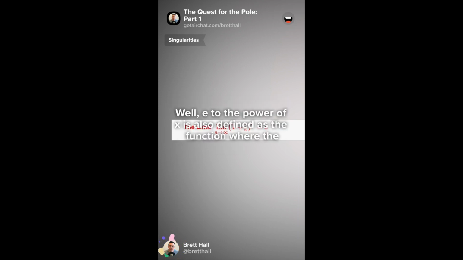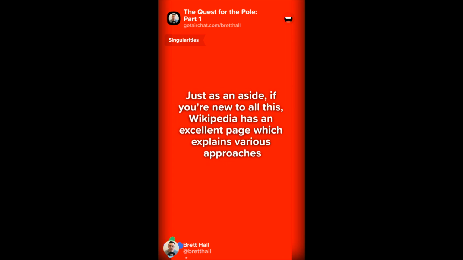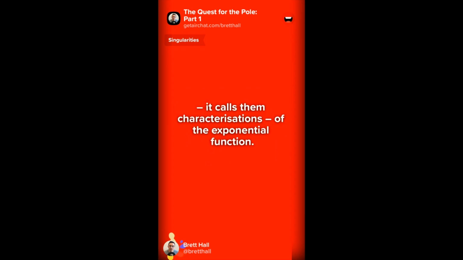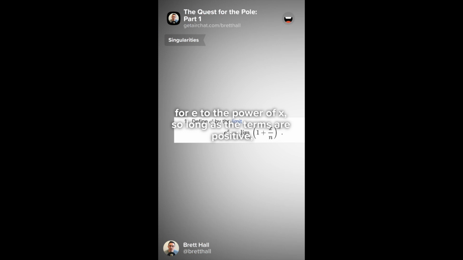Well, e to the power of x is also defined as the function where the derivative of the function is uniquely equal to the function itself. Just as an aside, if you're new to all this, Wikipedia has an excellent page which explains various approaches. It calls them characterizations of the exponential function. But we'll stick with the one that involves limits. For e to the power of x, so long as the terms are positive, the expansion is known as the Taylor series, and the definition of e to the power of x is the limit shown here.